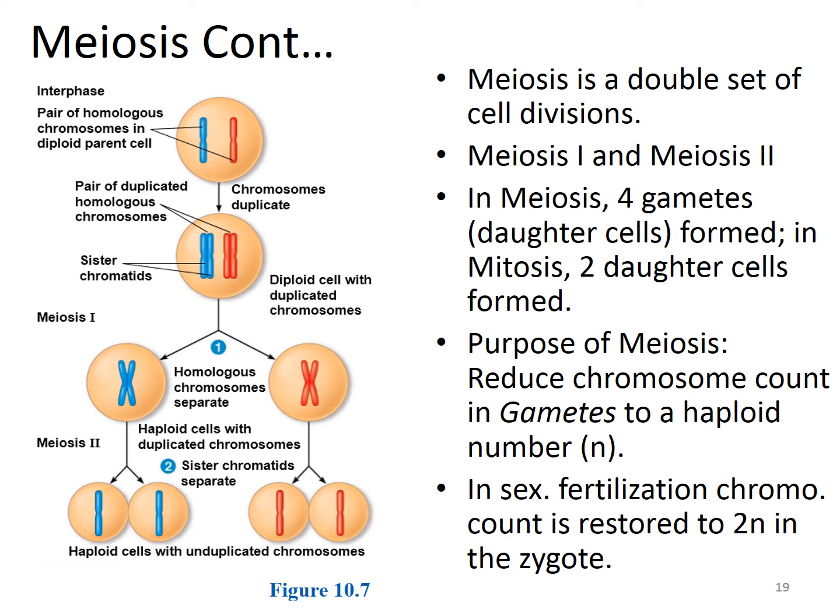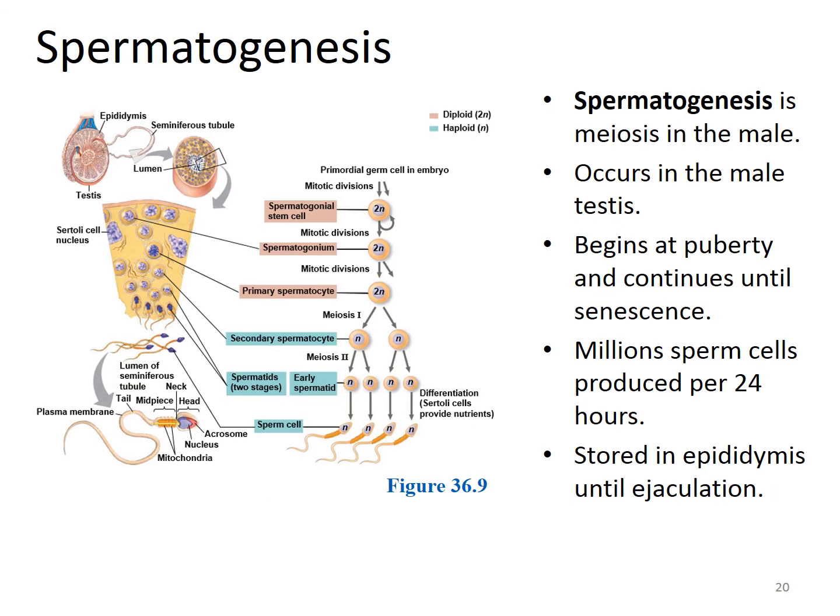So anyway, let's continue on with this conversation about meiosis. Meiosis in the male is called spermatogenesis. It occurs in the reproductive organs, and the reproductive organs of the male are the testicles. The testicles are made up of 2 parts basically: the testis, where the sperm is made, and the epididymis, where the sperm is stored.